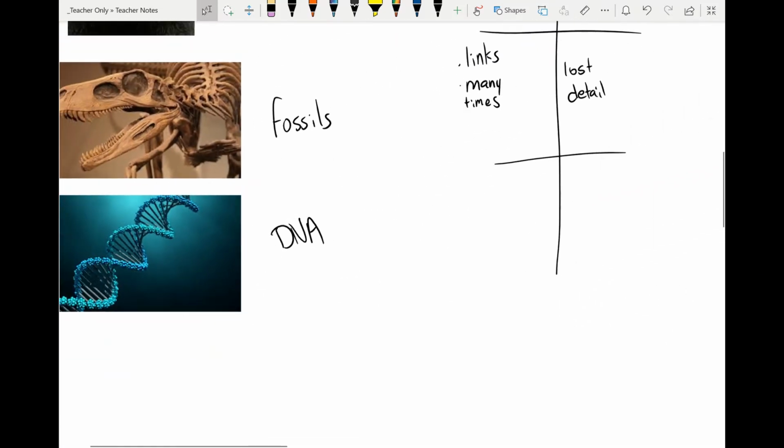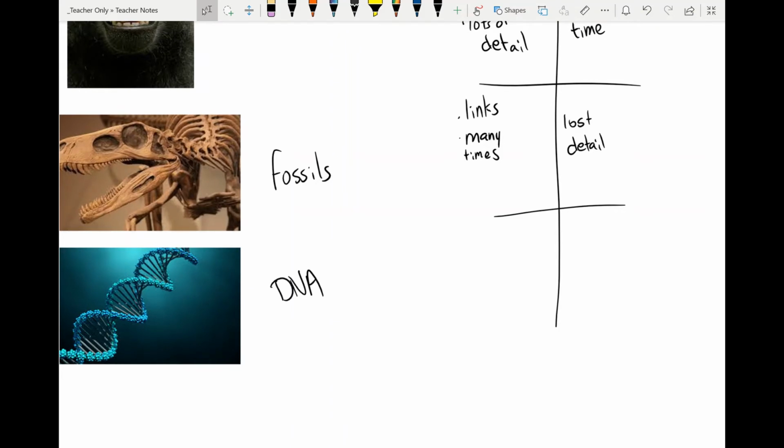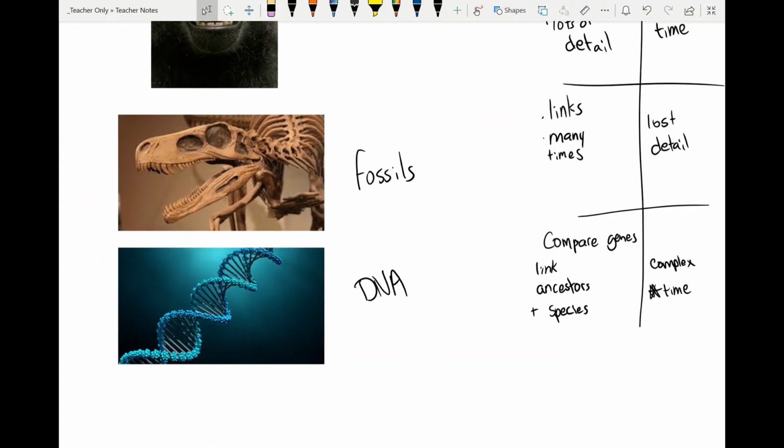Lastly, we have DNA. This is good to compare genes, meaning that we can link ancestors and species. The problem with this is it is complex. And I'll put an asterisk near it. Time is also part of this. It really depends, but DNA is not a super long-lived molecule. It doesn't necessarily survive fossilization. It's very difficult to find good DNA. So this also has, to an extent, a limitation.